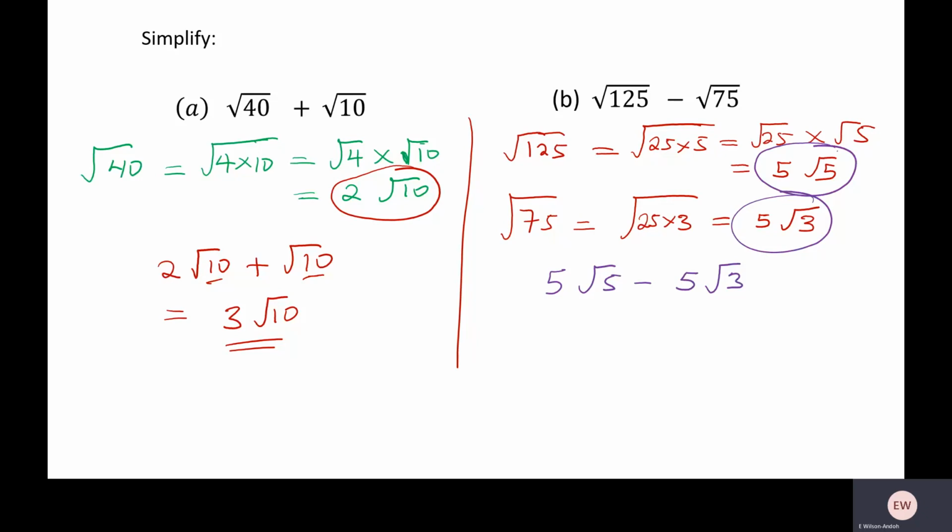Are these like terms? No, because in the square root, when you check the first term, we have 5, the second term, we have 3. These are not like terms, so we cannot add or subtract the coefficients. So our final answer is going to be this one.